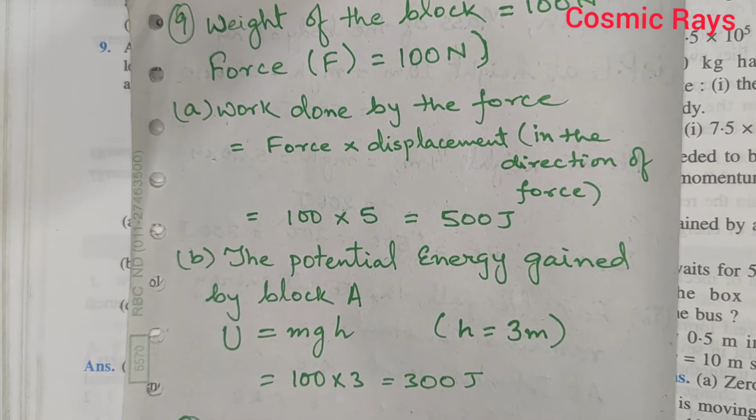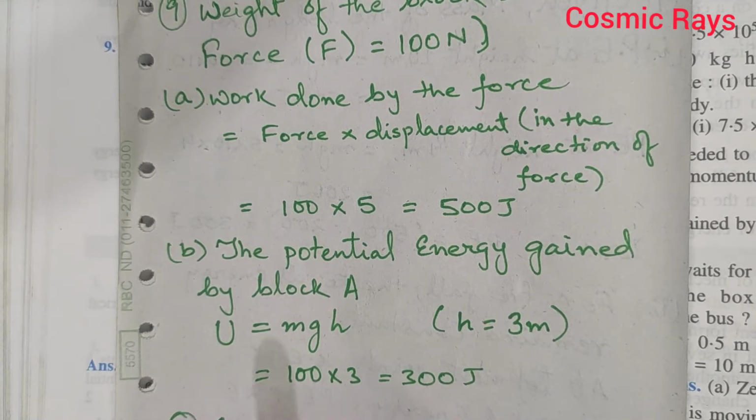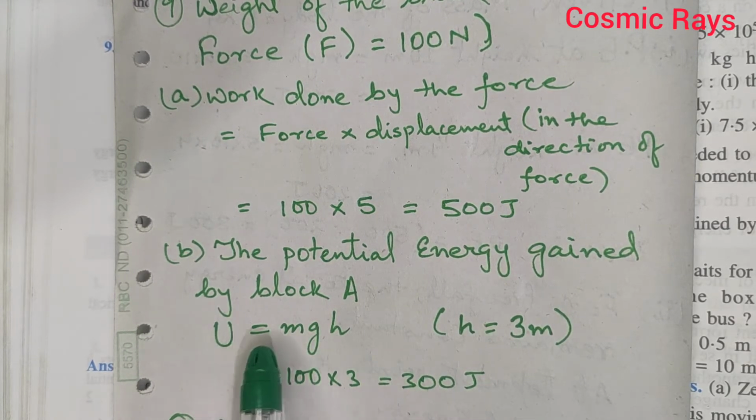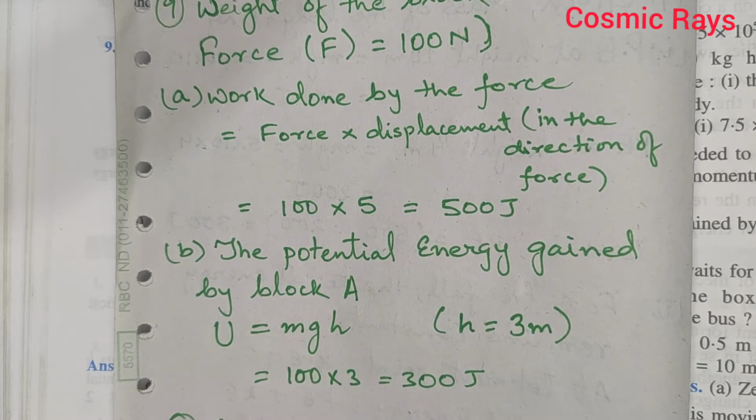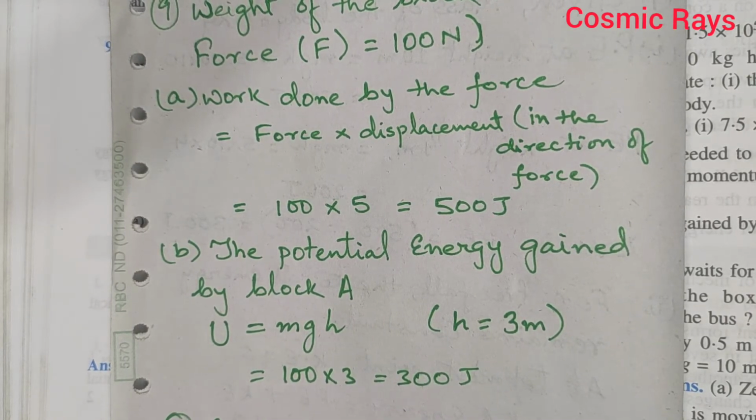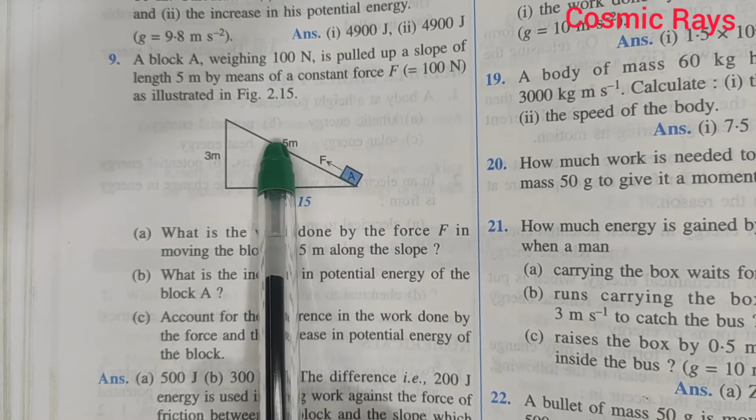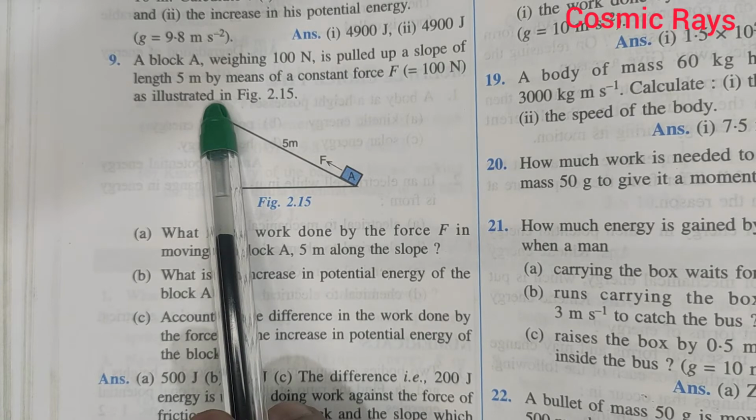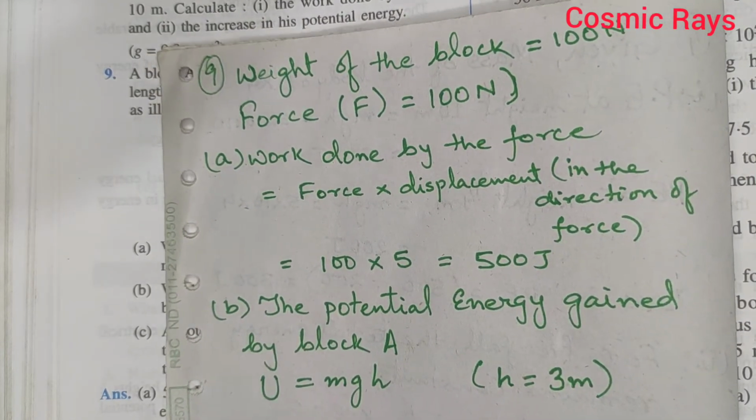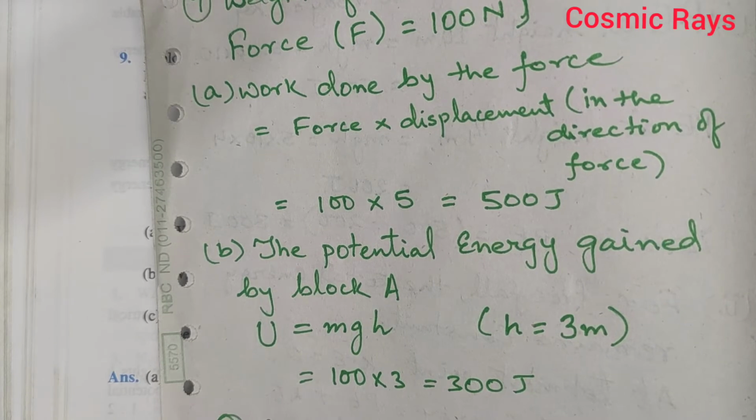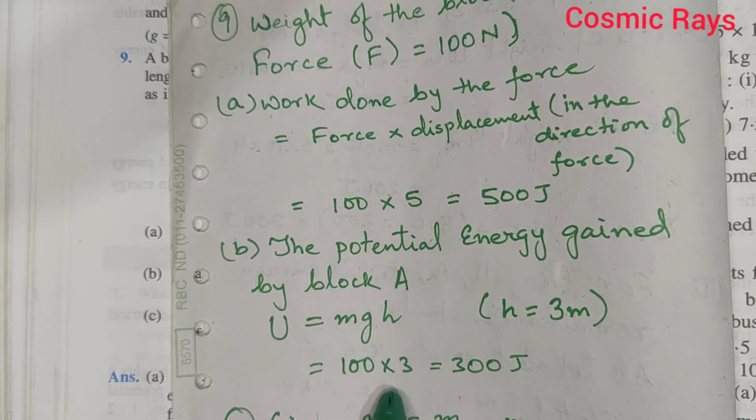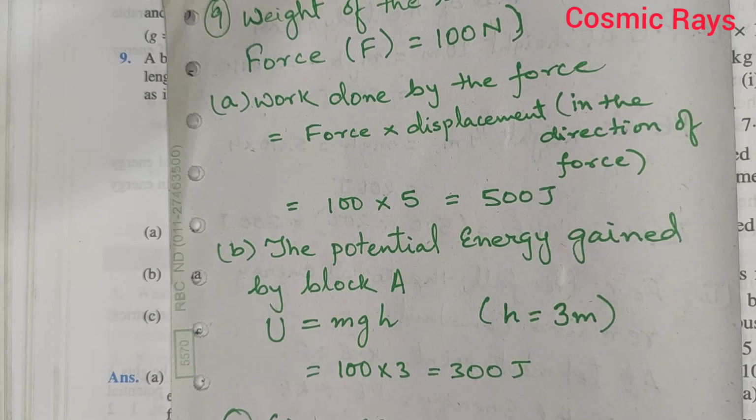Now what we have is the second part of the question. It says we have to find the increase in potential energy. So that is equal to, again, U is equal to mgh. Now here mass remains the same, acceleration due to gravity remains the same, height becomes 3 meter, because if you look at the figure, when this block covers the distance of 5 meter, it reaches this point, which is 3 meters from the ground. So height becomes 3 meters. So now we just put mg, 100 multiplied by 3, that is 300 joules.